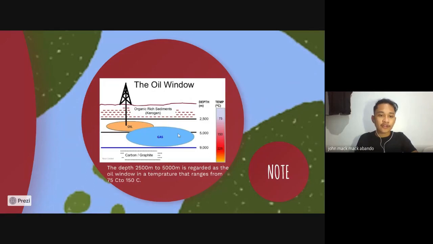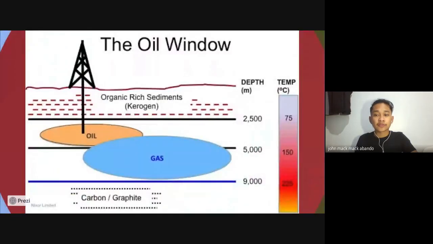At the depth of 2,500 meters to 5,000 meters, it is regarded as the most favorable temperature, which ranges from 75 degrees Celsius to 150 degrees Celsius, in order to form oil. The organic material in source rock is transformed into oil at a temperature between 75 degrees Celsius and 150 degrees Celsius. Deeper into the ground, the temperature is higher than 150 degrees Celsius. At these temperatures, the oil is irreversibly converted into natural gas and graphite.